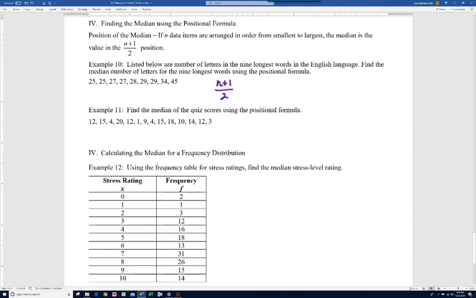There's 9 words here. N is 9. I should say there's 9 pieces of data here. 9 plus 1 is 10. 10 divided by 2 is 5. And so the median is going to be the number in the 5th position. Again, remember the numbers have to be arranged in order. In this case, they were. All right, so 1, 2, 3, 4, 5.